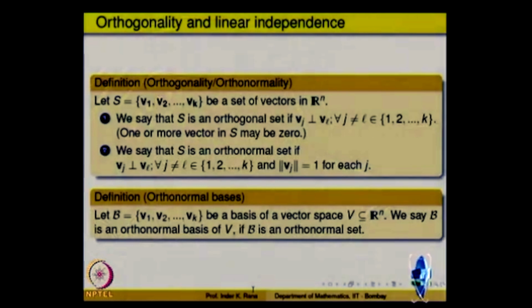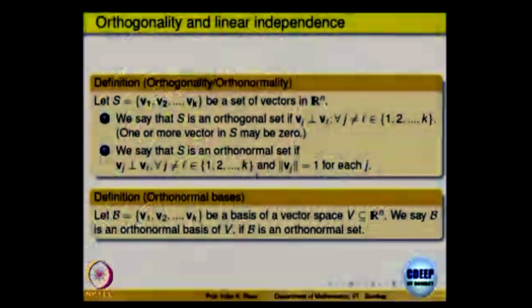So let us now formally define what is an orthonormal basis. Given a set S, v1, v2, ..., vk, a set of vectors in Rn, we say that this forms an orthogonal set if vj is perpendicular to vl whenever j is not equal to l. Any two distinct ones are perpendicular to each other. One of the vectors may be 0, we are not saying all are non-zero. The 0 vector will be perpendicular to everything, you can say that way.